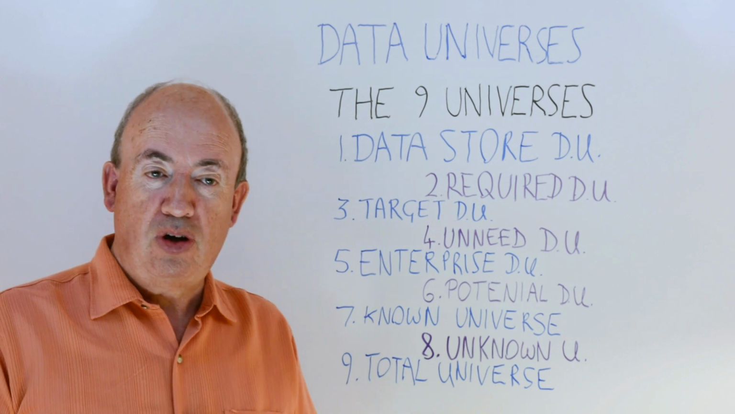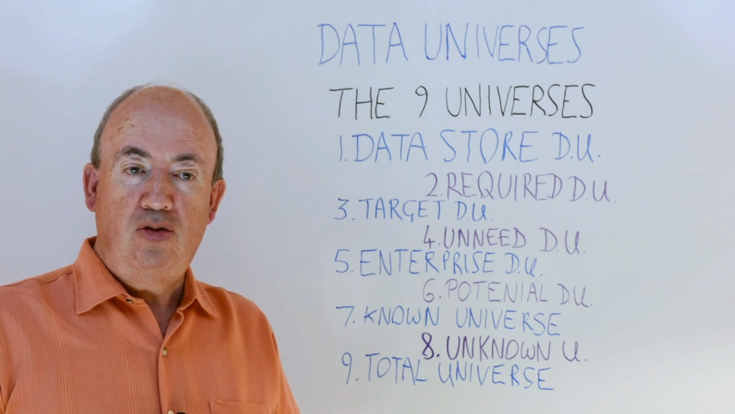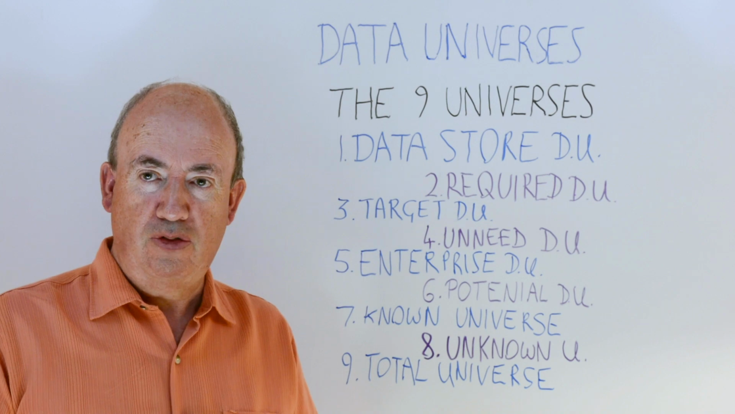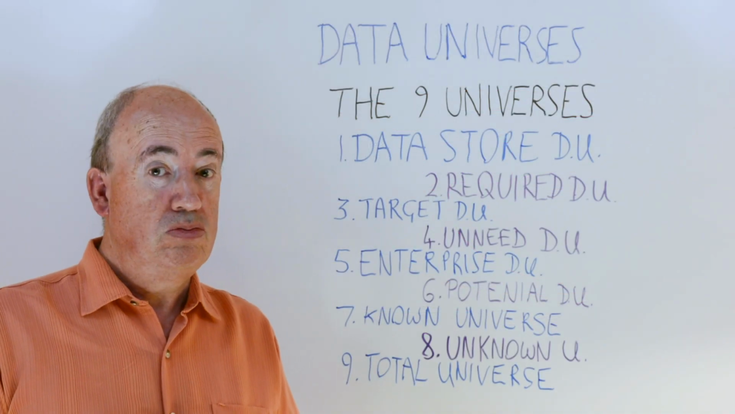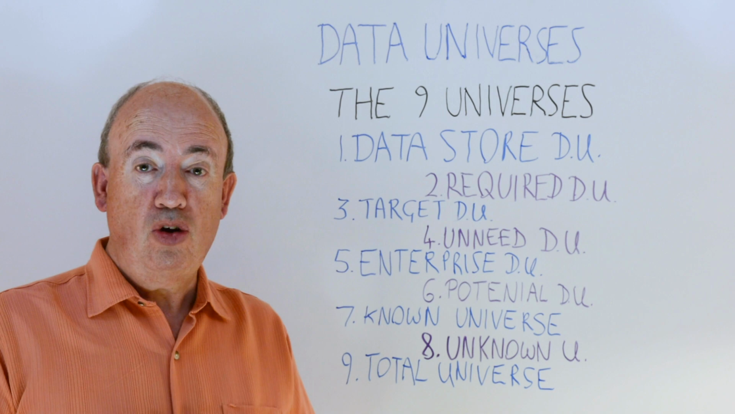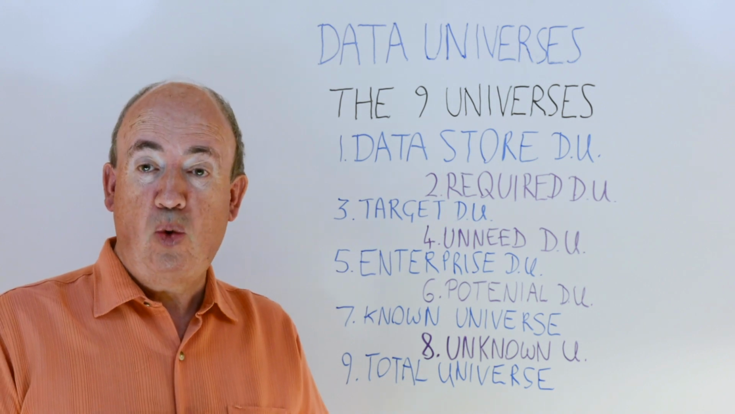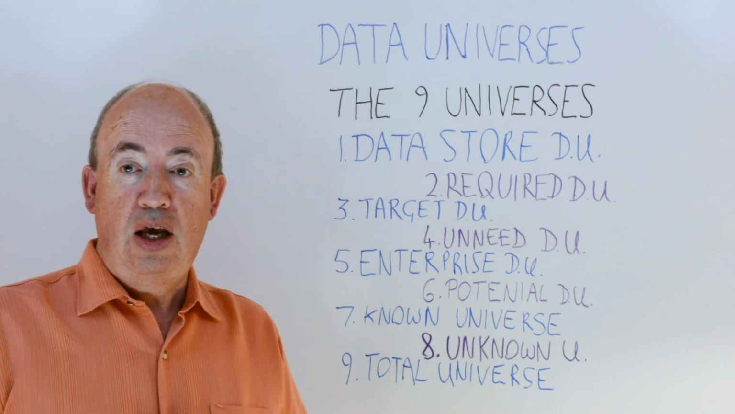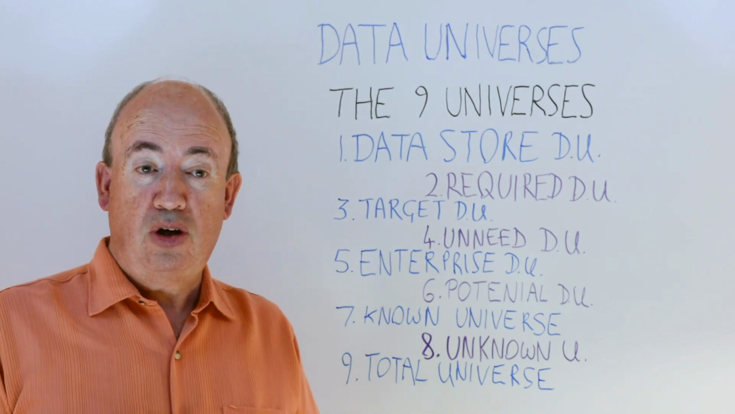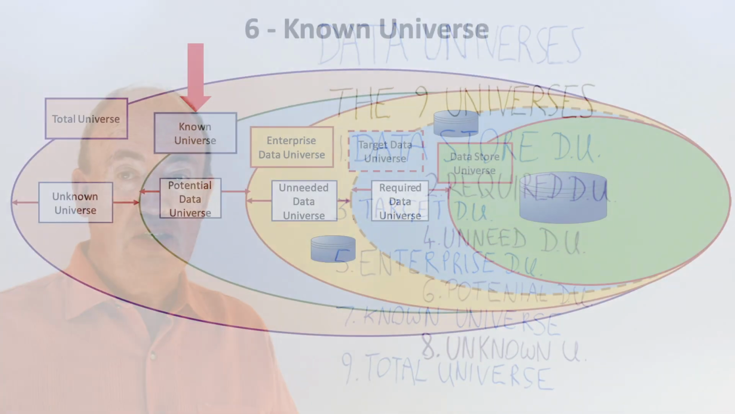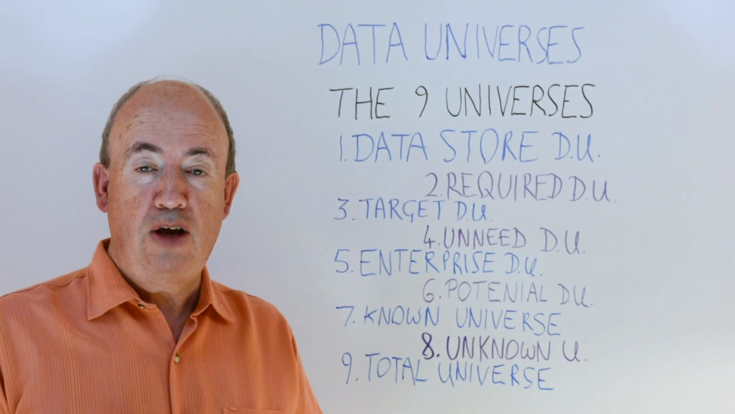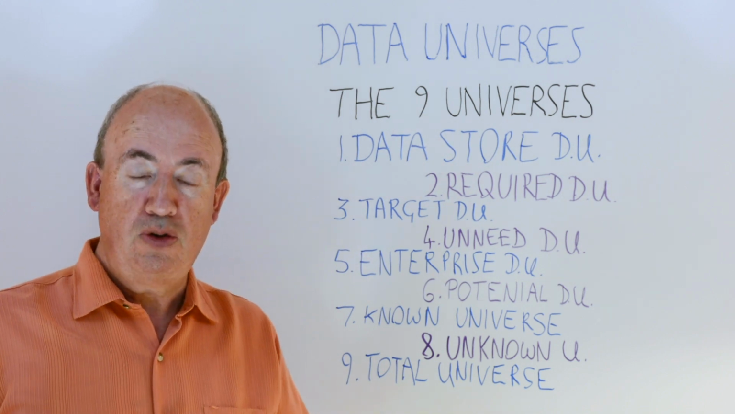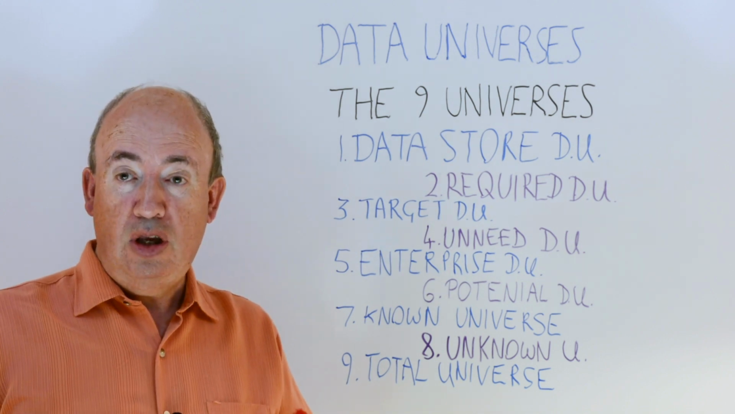And between the enterprise data universe and the target data universe, we have the unneeded data universe. That's the records that we're deliberately saying that we're not going to need in our required data universe. Now, after the enterprise data universe, we haven't got any data left, but there's a known universe. And the known universe would be all of the employees who are known in terms of information to the enterprise.